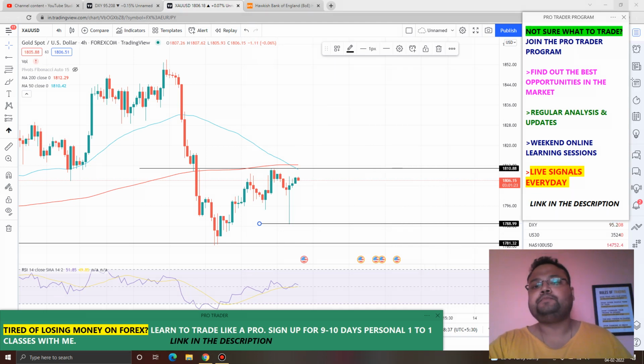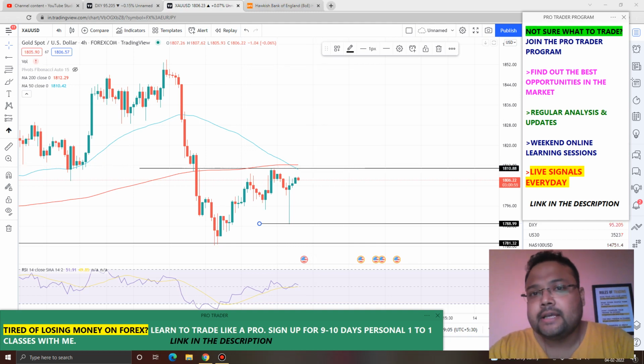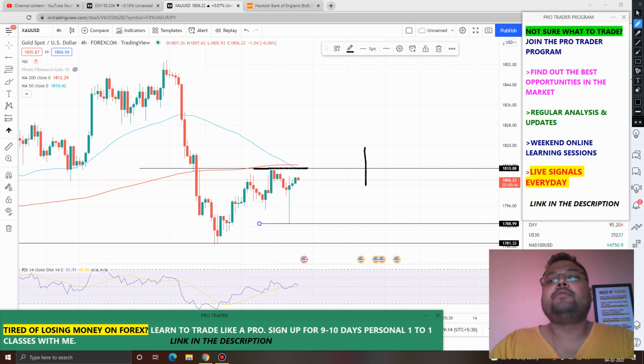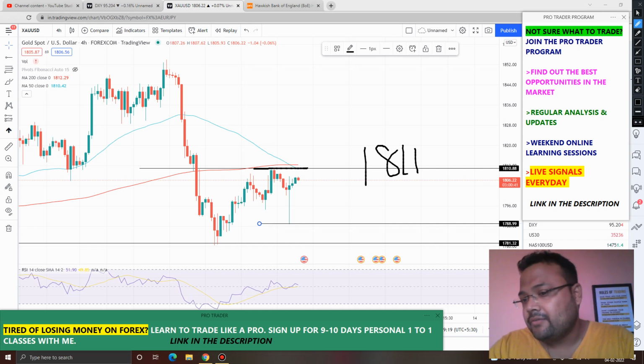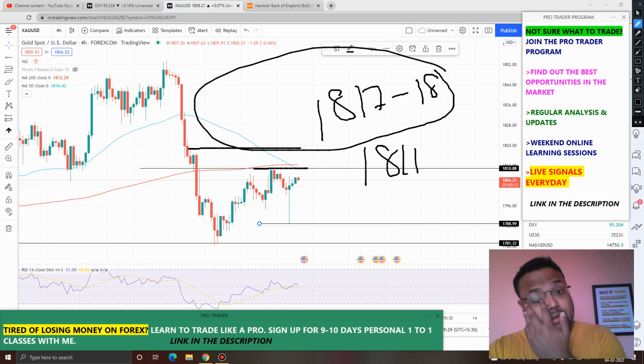On the upside, as I just said, we have 1810, 1811 as the resistance. But in case the NFP comes out weak and the dollar starts falling, then there is a possibility that the market will break the level of 1811 and start going up. Keep in mind, if the market breaks the level of 1811, you can take a buy as well, and your next target will be 1817 to 1818. So these are the levels for gold right now.